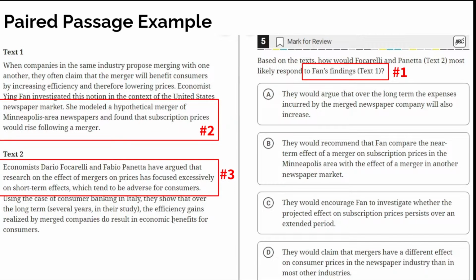Hit me in the chat. What do you think the answer is for this? I think there's an answer that pretty clearly addresses the point that Focarelli and Panetta are focused on.